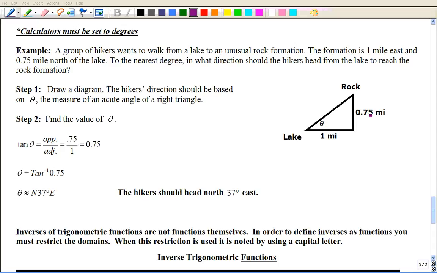From theta we have the opposite and the adjacent, which means we'll be using tangent. So we'll have tangent of theta equals 0.75 over 1, which is just 0.75. We know that the tangent of theta is equal to 0.75, but we don't know what theta is at this point. So we would rewrite it as seen here: the tangent to the -1, or inverse tangent, or arc tangent of 0.75 will give us that theta. You would type that into your calculator, and you'll end up with 37.